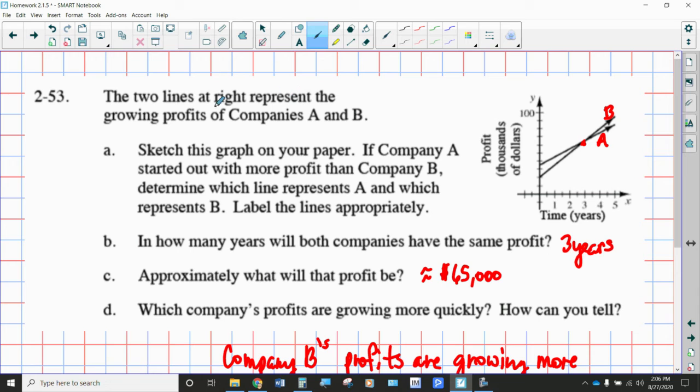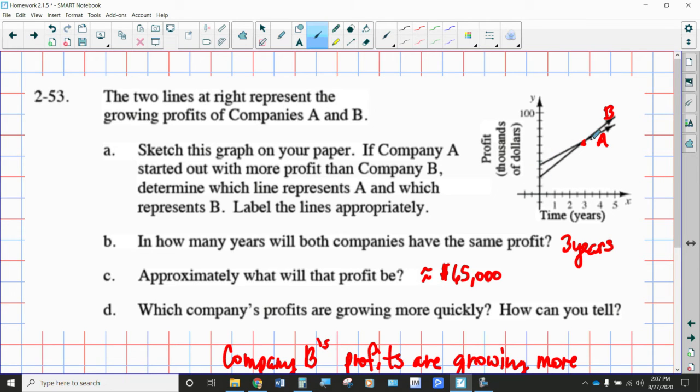The 2 lines at right represent the growing profits of company A and B. So the x-axis is time in years, and the y-axis is profit. And this is the independent variable because the number of years affects the profit of the company. Okay, so it looks like both companies' profits are increasing over time.